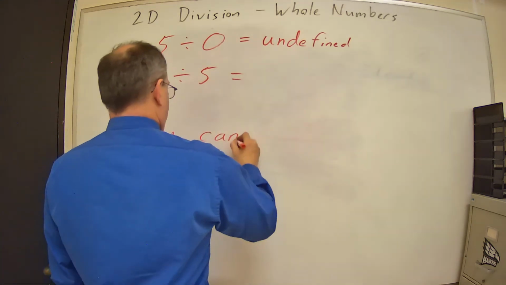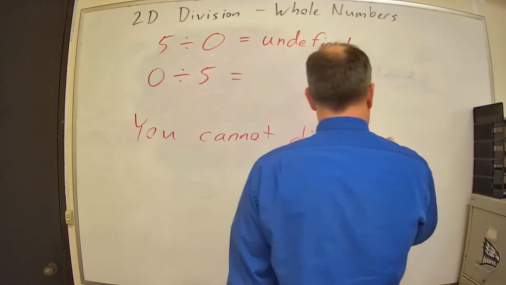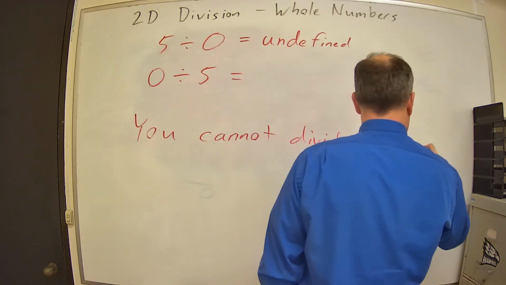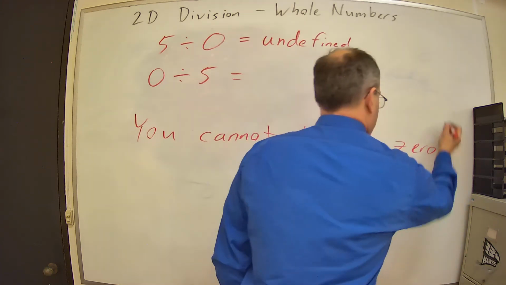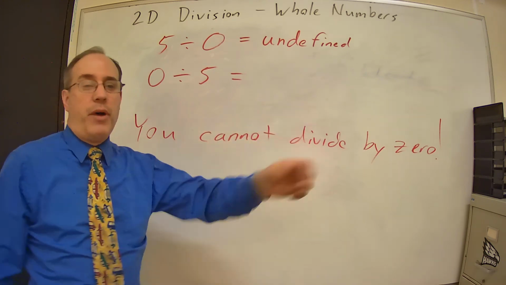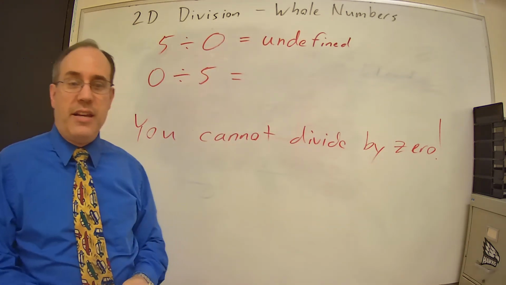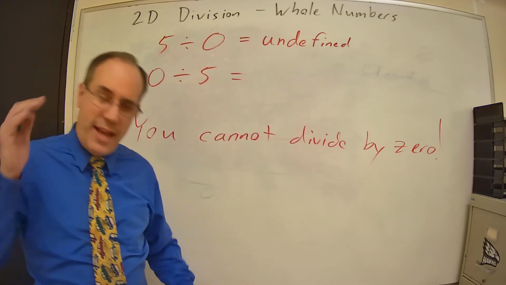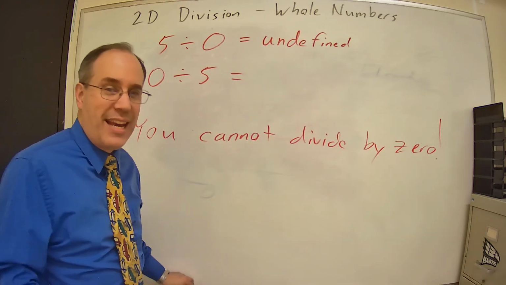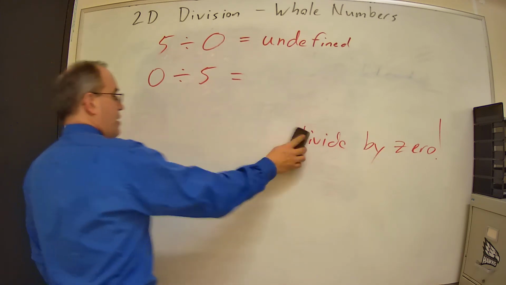You cannot divide by 0. Give it an exclamation point, okay? You cannot divide by 0. If you're dividing by 0, it is undefined. It cannot happen because you can't multiply any number by 0 and get an actual number. You're just going to get 0 again. So you cannot divide by 0.